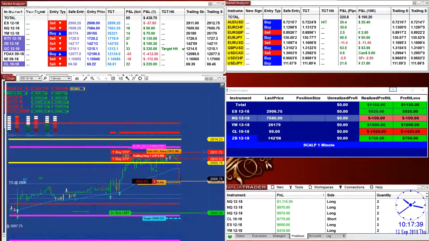Okay, we had the call on the NASDAQ a few minutes ago, and now you are 16, 17 ticks into the trade.